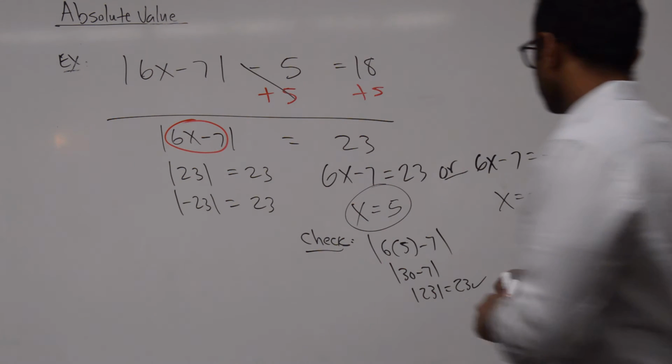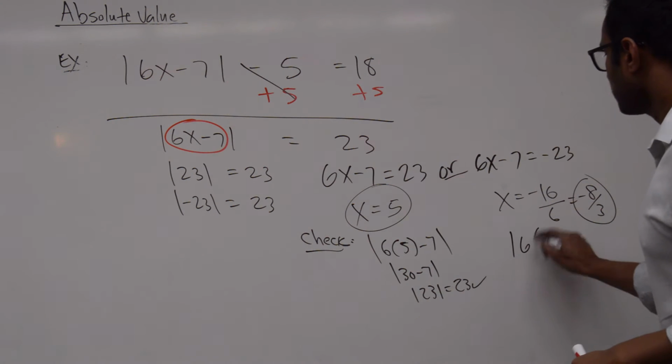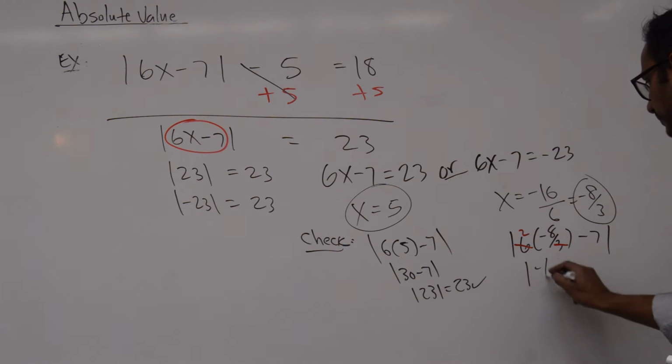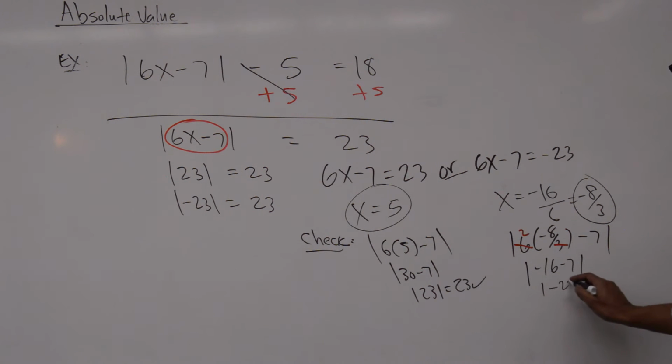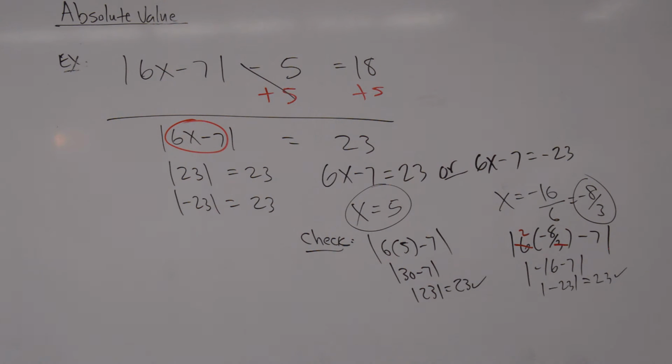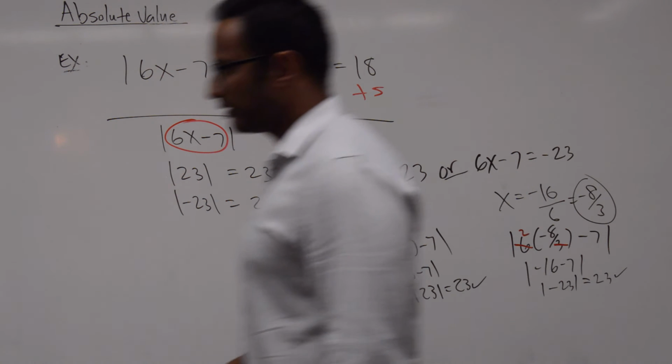Now let's plug in x equals negative 1/3. So you have 6 times negative 1/3 minus 7. How do you multiply 6 times negative 1/3? Well, 3 goes into 6 twice. So 2 times negative 8, that's negative 16. And negative 16 minus 7, that's negative 23. The absolute value of negative 23 is equal to 23. So when you plug in negative 1/3, that expression has a value of negative 23. Its absolute value is 23, so that works. So x equals 5 and x equals negative 1/3 are your solutions.